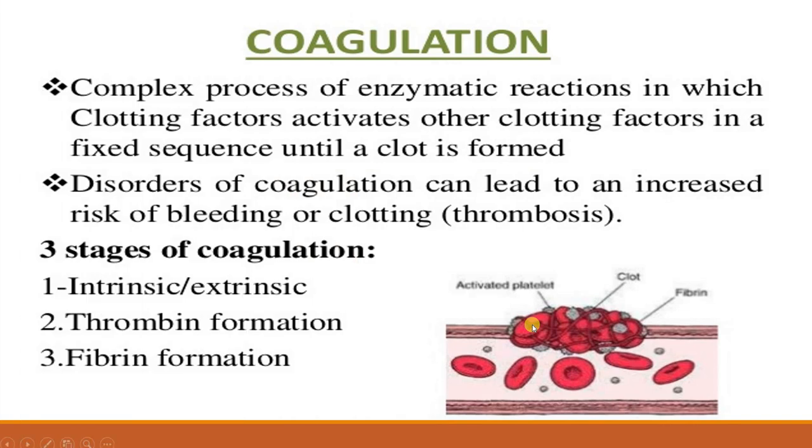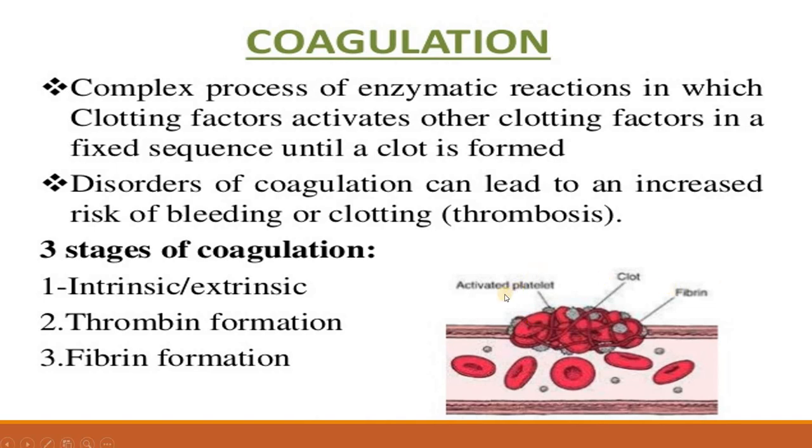Next is coagulation. It is a complex process of enzymatic reactions in which a clotting factor activates another clotting factor in a fixed sequence until a clot is formed. Next, disorders of coagulation can lead to an increased risk of bleeding or clot thrombosis. Okay, the third stage is coagulation. The last stage is coagulation: intrinsic and extrinsic coagulation, thrombin formation, and the last one, fibrin formation.